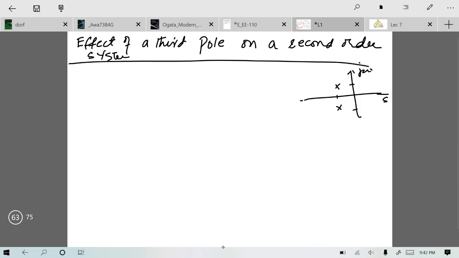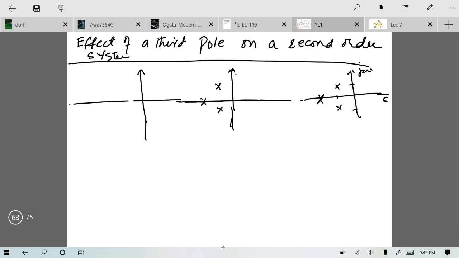So if there is a third pole, let's suppose over here, what would be its effect on a second order system? Pictorially, this third pole could be over here, and in another picture, this third pole could be over here. So what would be the difference?